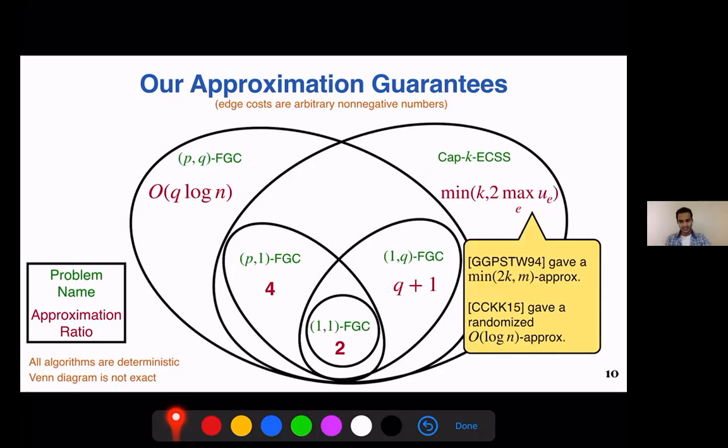In the last decade, Chakrabarty et al. gave a randomized O(log n) approximation for this problem. Observe that our result is incomparable to the result of Chakrabarty et al. Our approximation guarantee is independent of the size of the graph, whereas Chakrabarty et al.'s approximation ratio is independent of the connectivity parameter k and the edge capacities U_e.